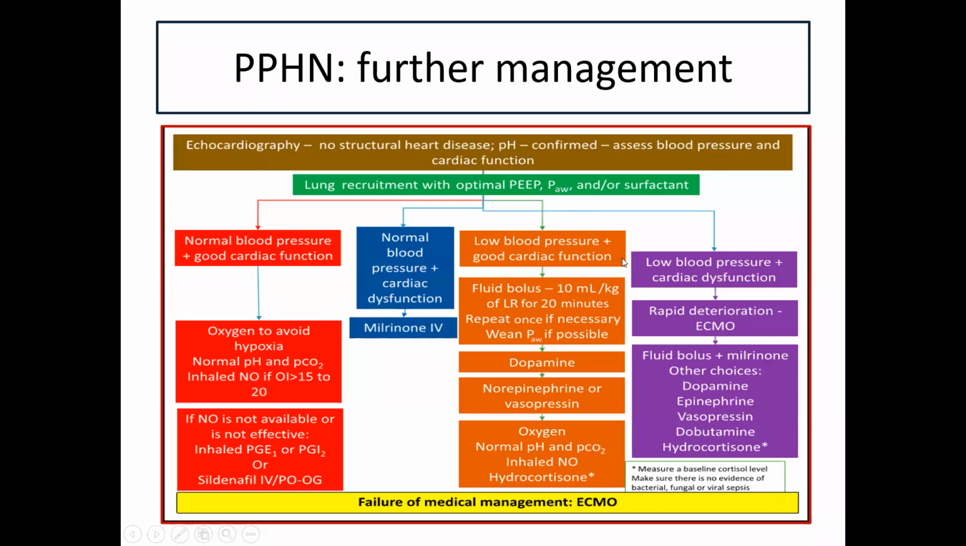If the newborn has low blood pressure with good cardiac function, then one has to focus on improving the MAP, the mean arterial pressure, by using fluid boluses judiciously, up to 2 boluses of 10 ml per kg of crystalloid, followed by a vasoconstrictor such as dopamine or norepinephrine or vasopressin. We generally start with dopamine at a dose of around 10 micrograms per kg per minute. Low dose dopamine has no role.